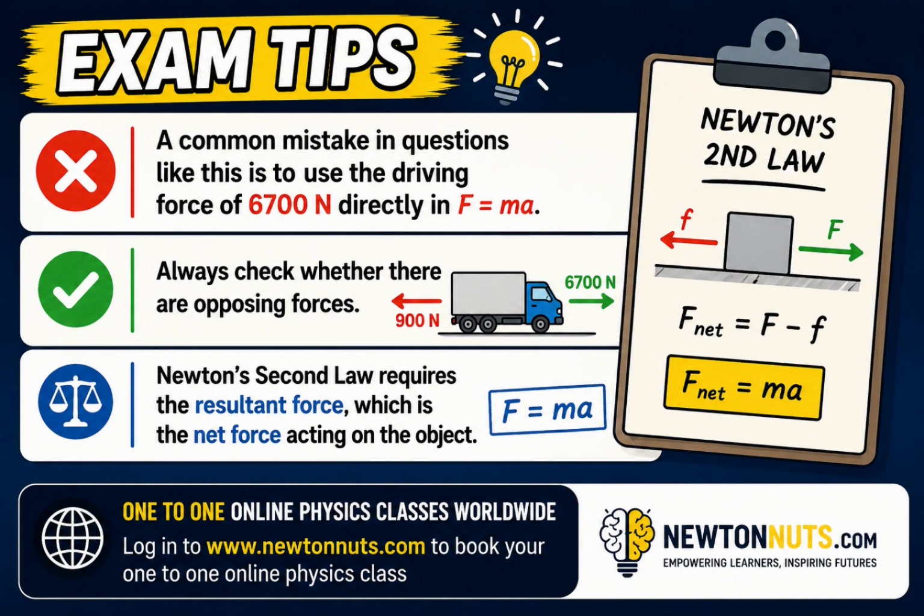So we shall discuss some exam tips here. A common mistake in questions like this is to use the driving force as 6,700 newtons directly in the equation F equals ma. But in this equation, F is the resultant force. So you have to always check whether there are opposing forces acting on the object. Newton's second law always requires the resultant force, which is the net force acting on the object.